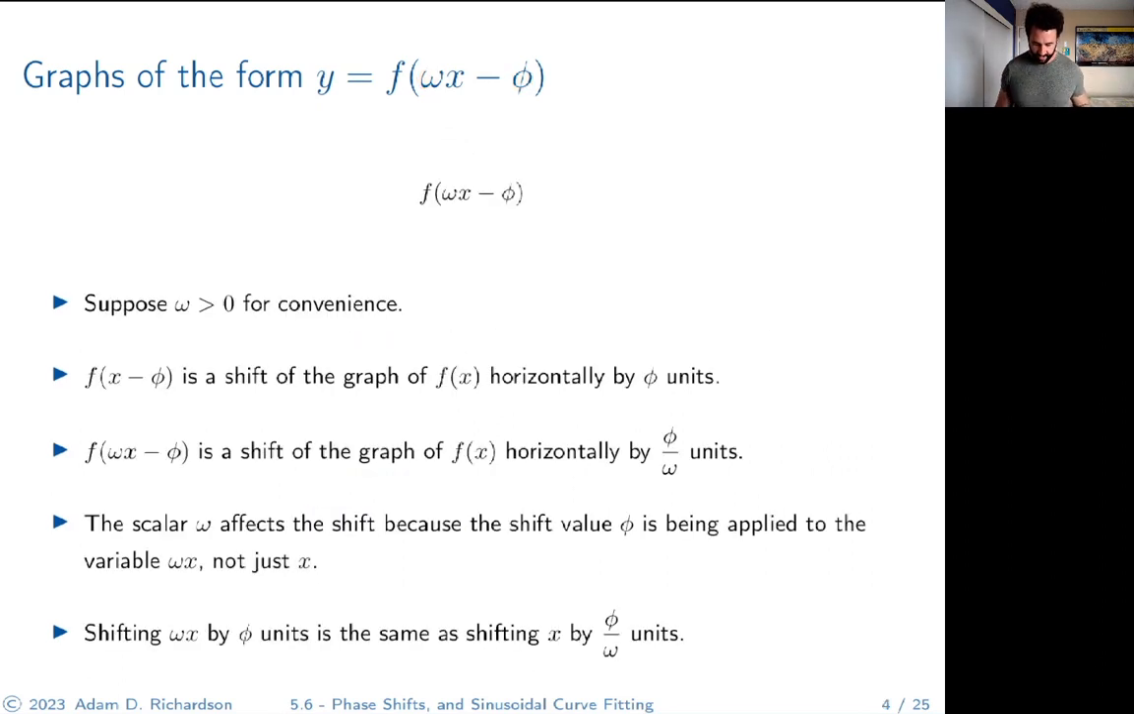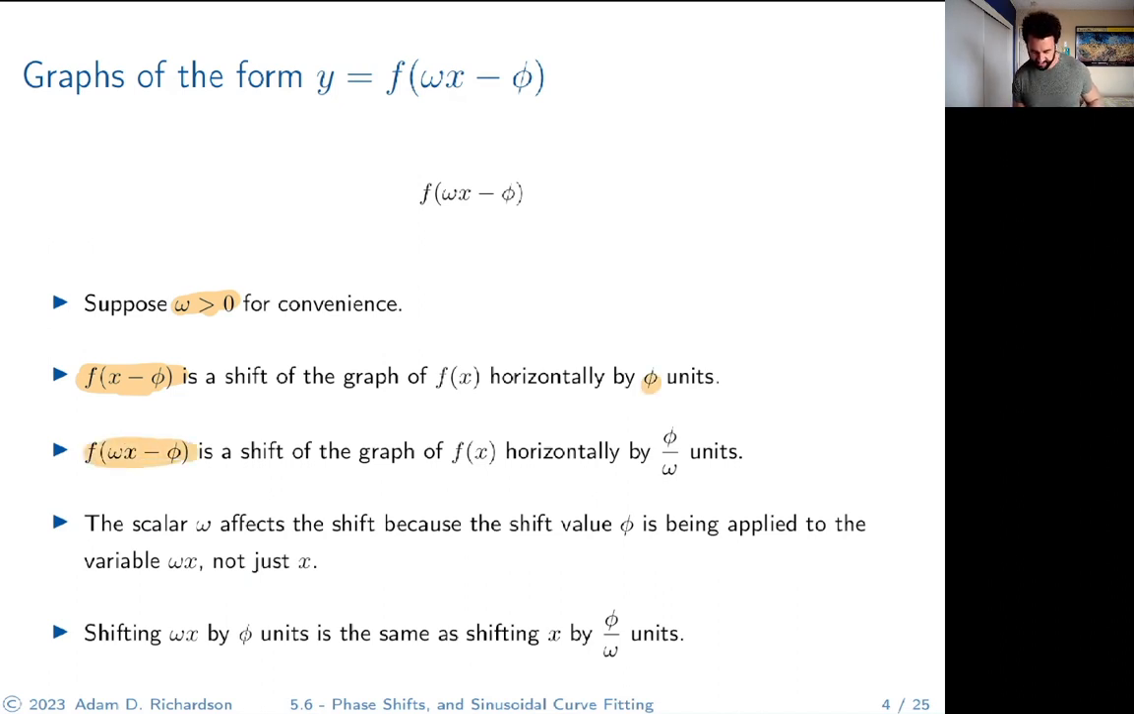Okay. So for now, to look at how this is going to work, we're going to suppose that omega is positive just for convenience. Everything we're about to talk about works no matter what the sign of omega is, but for now let's just say that it's positive so we can avoid having to deal with double and triple negatives. So remember that something that looks like this is a shift of the graph of f of x horizontally by phi units.